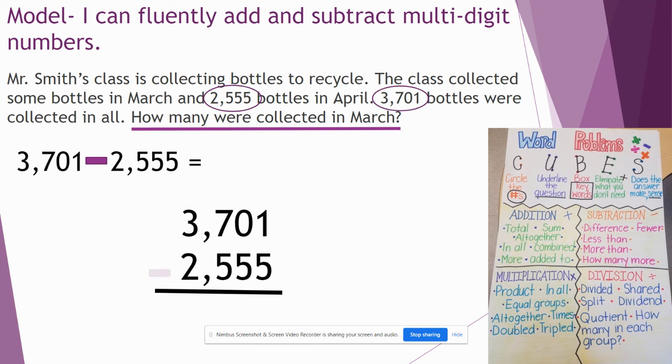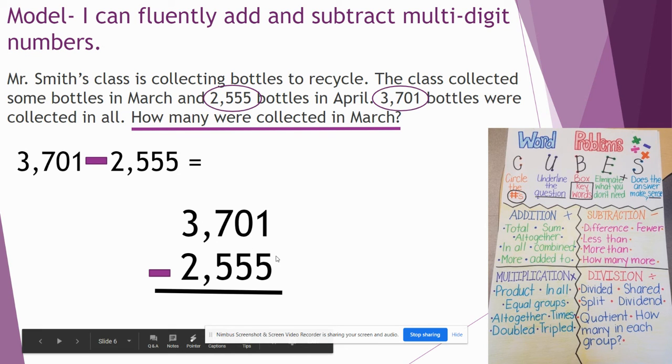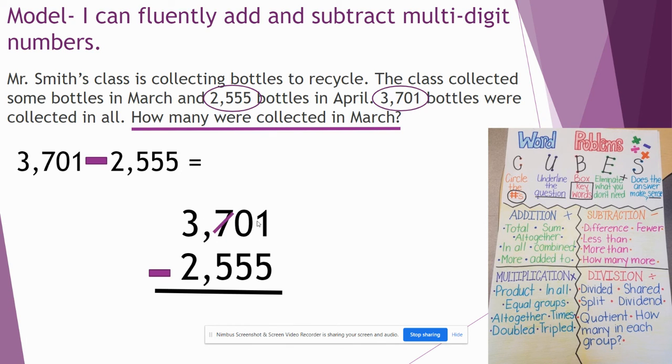So if I'm subtracting, once again, I'm lining up the numbers. Starting with my ones place, we know by now that we are not doing 1 minus 5, that we have to borrow from the neighbor, but the neighbor doesn't have any. So I'm going to borrow from the hundreds place. The hundreds place goes down to a 6, and that gives a 10 to the tens place. And now my ones place can borrow from the tens place, turning my tens place into a 9 and my ones place into an 11. And my final answer should be 1,146.